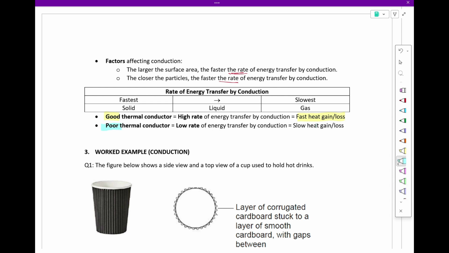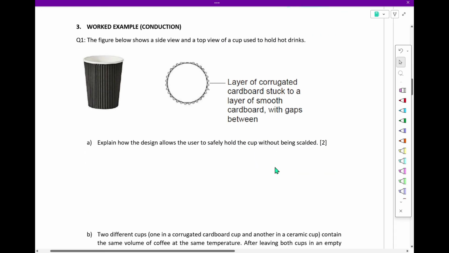If you want a poor conductor, you will either use a plastic or a non-metal. And if you want a good conductor, you want to have a metal. So when do we want to have a good one? When do we want to have a poor one? That's the key thing you need to identify.